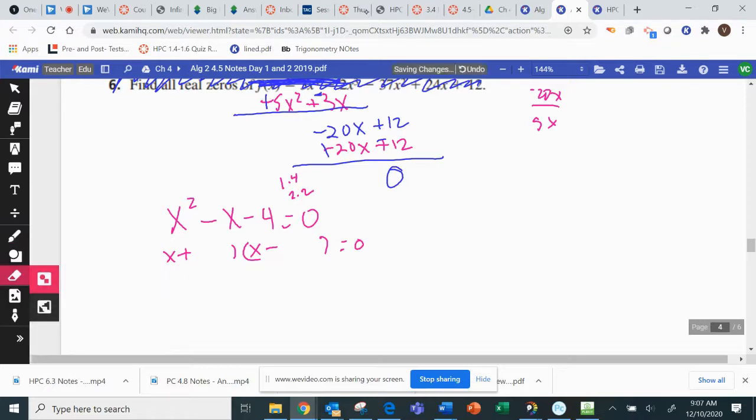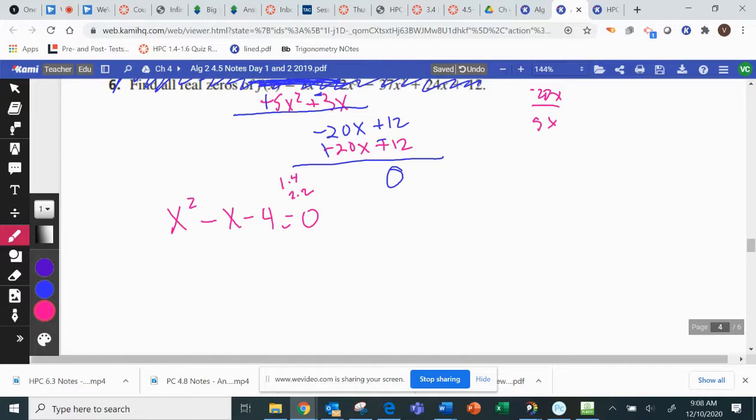Then what else can I do besides factoring? 2 other choices. If we have an x squared and an x, I can't just square root stuff. We could do complete the square, but if I do complete the square, the middle is odd. I have to do that b over 2. I'm going to have fractions. I don't want to do that. So what's our other option?